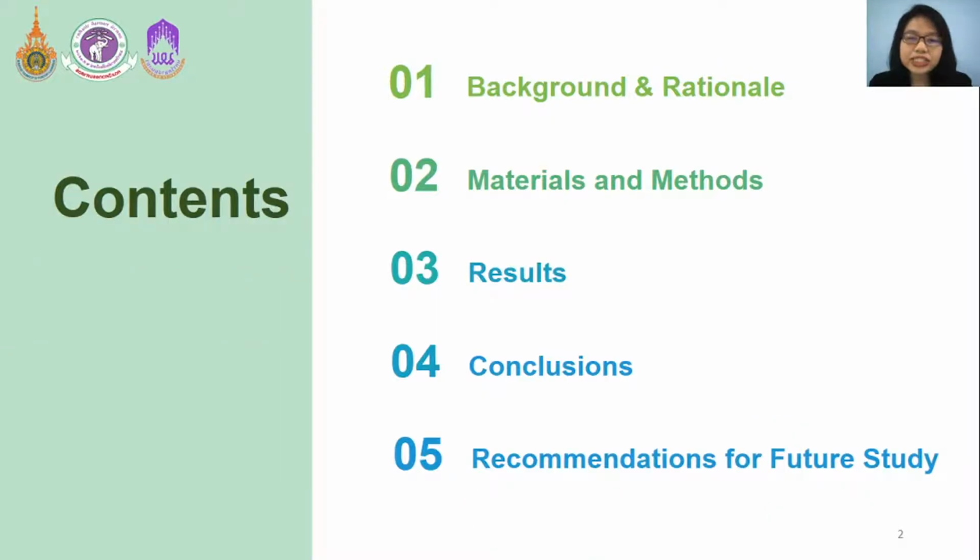My presentation is divided into 5 main parts. First, I will talk about background of biomass densification and the rationale of this research. Then, materials and methods. Third, results and discussion. Fourth, conclusions. And finally, recommendation for future study.